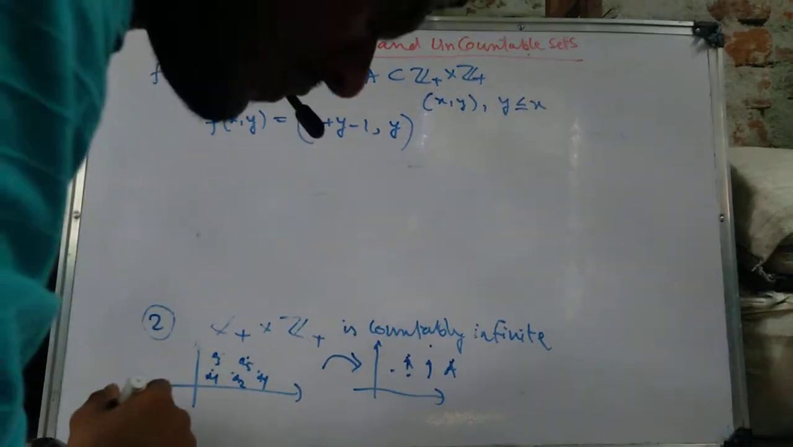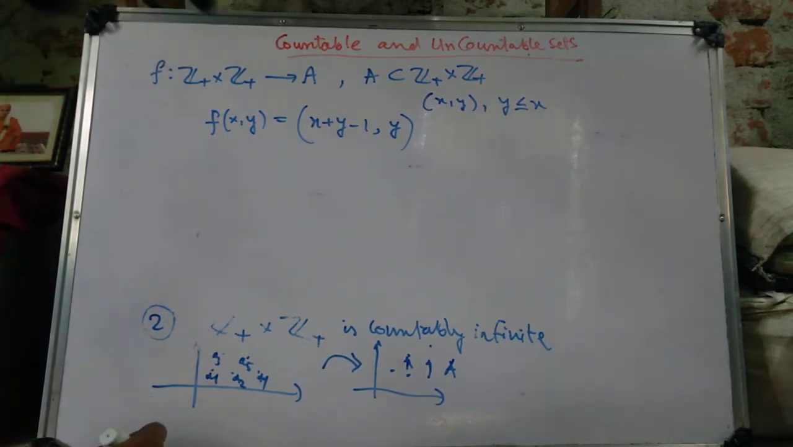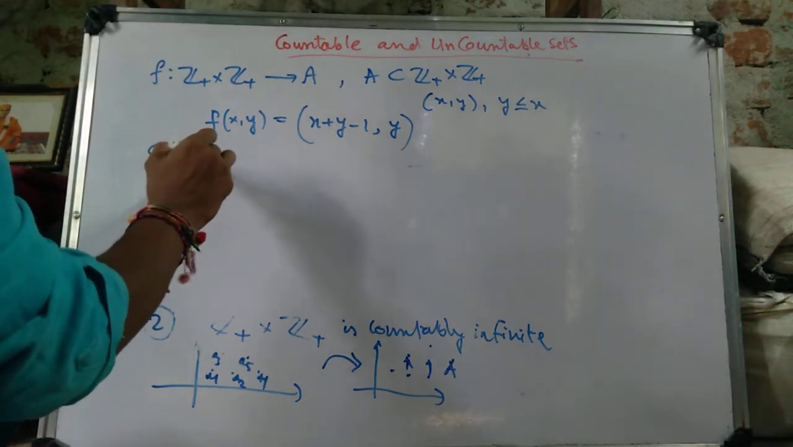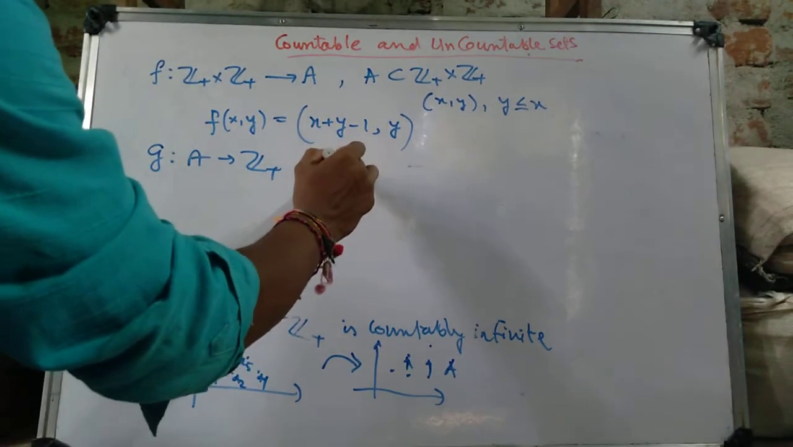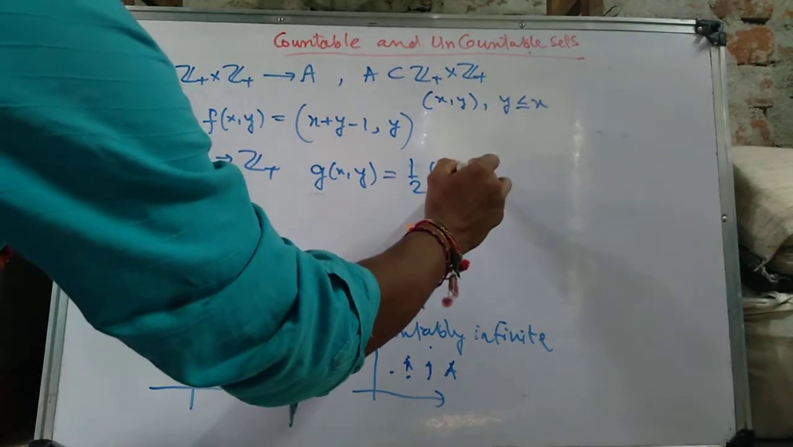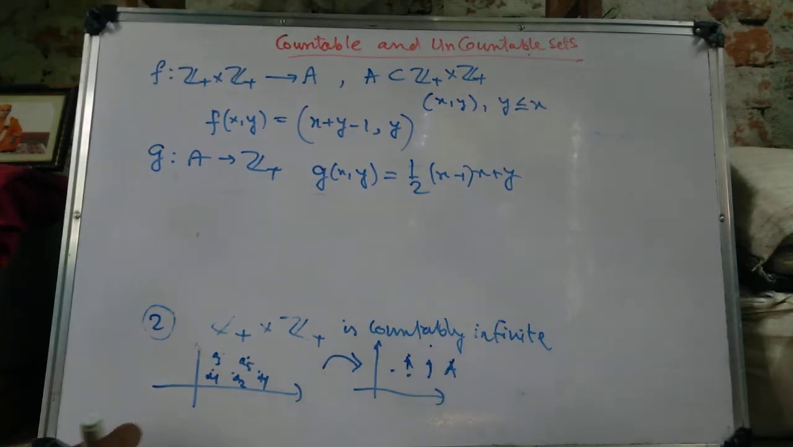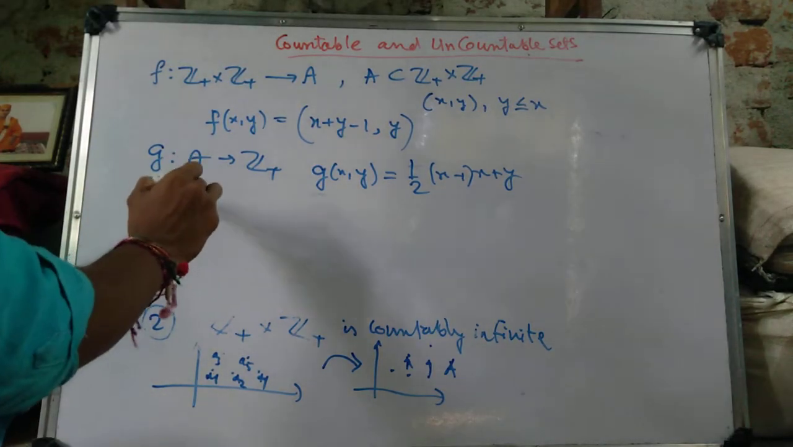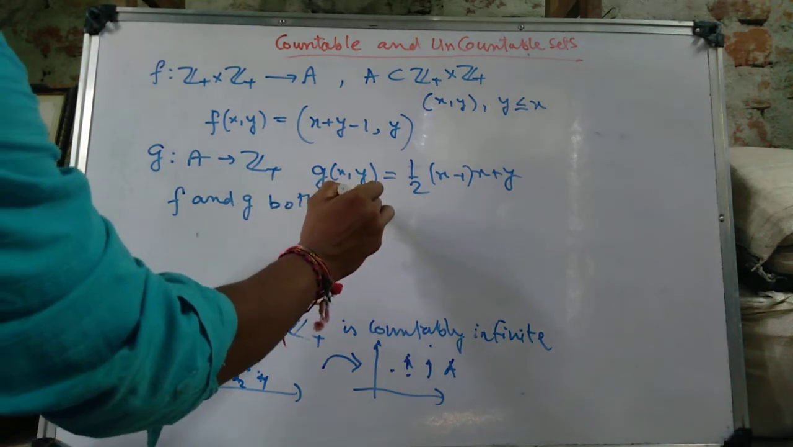Then we construct a bijection of A with the positive integers. That means defining g from A to Z plus. How is this defined? g of xy equals half x minus 1 times x plus y. Then f and g are both bijections.